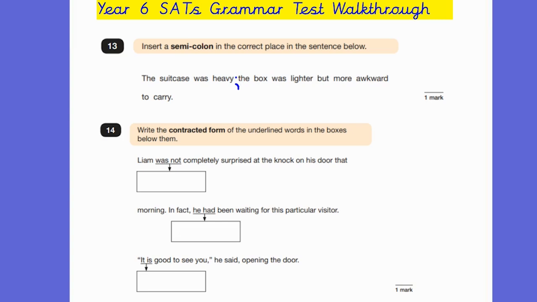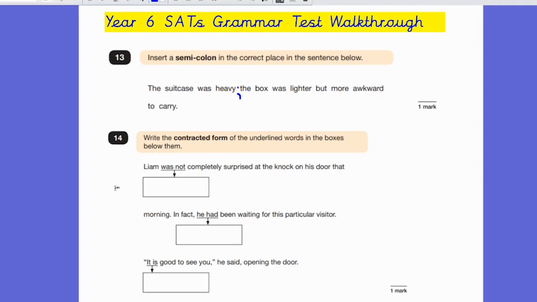Number 14, write the contracted form of the underlined words in the boxes below them. And when I'm looking for contractions, I need to make sure that I'm using an apostrophe for contraction. So Liam was not completely surprised at the knock on his door that morning. So that's going to be wasn't. So that's going to be W-A-S-N apostrophe T, and the apostrophe needs to go between the N and the T because that's where the letter has been omitted.